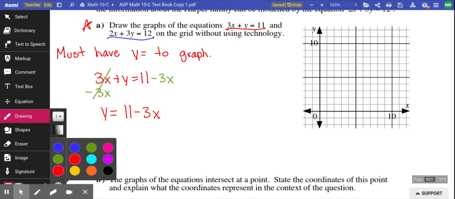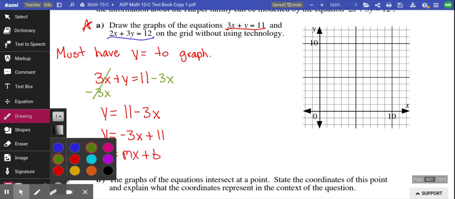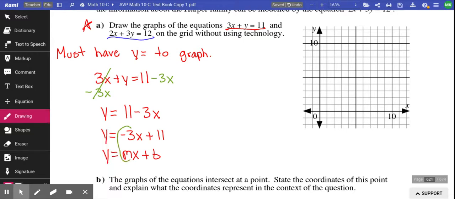I'm going to reorder that because to me it's easier. I like to have my x variable first and then my constant, the 11, at the end. Once I'm in that y equals form, I can graph this using my knowledge of y equals mx plus b, and we learned about that last unit, right? Where m is -3, my slope, and where b is my y-intercept.